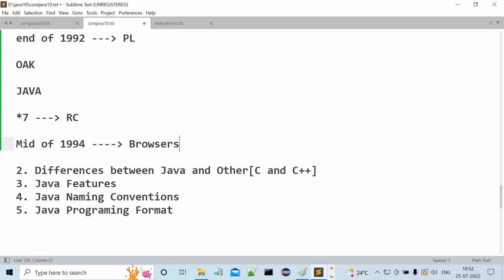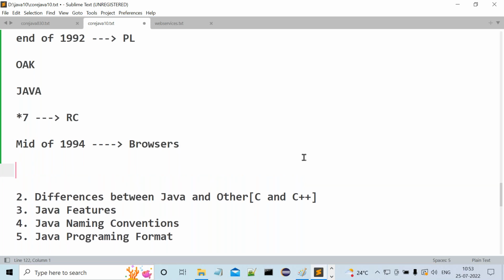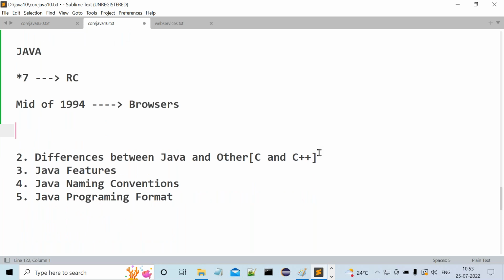In mid of 1994, only one famous browser is available in the market, guys. What is that browser? Mosaic. Mosaic is a browser, and that browser is getting more demand in the mid of 1994. What is this Mosaic browser actually? Who provided this Mosaic browser? This Mosaic browser was provided by Marc Andreessen. Who is this person actually?